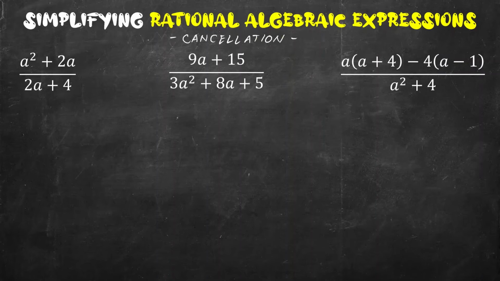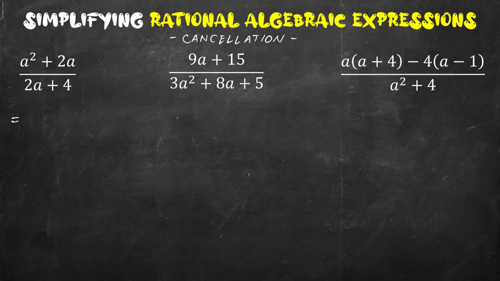Ayan. So, paano ba yung method natin ng cancellation? Okay, madali lang yan. First thing that we need to do is to factor out the numerator and denominator. Okay, as you can see, sa first given natin, we have a squared plus 2a over 2a plus 4.